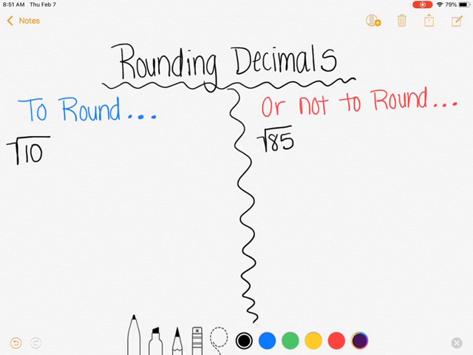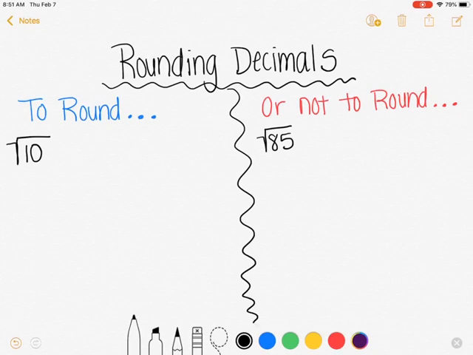Okay, some of you are still confused about rounding decimals. So first of all, there is only two things that you can do when rounding. You are either going to round up or you are not going to round at all. We never round down.